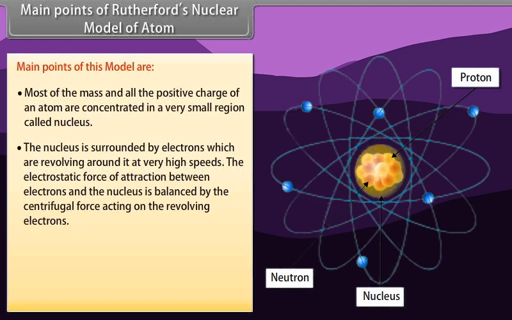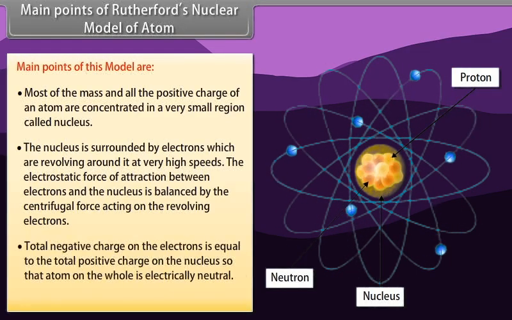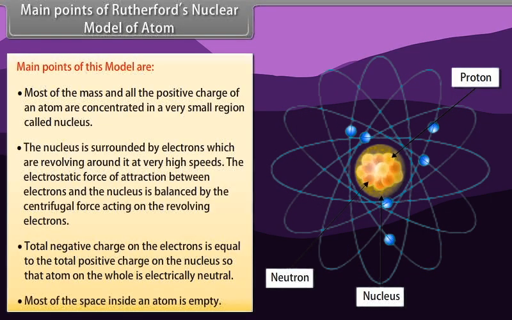The electrostatic force of attraction between electrons and the nucleus is balanced by the centrifugal force acting on the revolving electrons. Number 3. Total negative charge on the electrons is equal to the total positive charge on the nucleus, so that the atom on the whole is electrically neutral. Number 4. Most of the space inside an atom is empty.